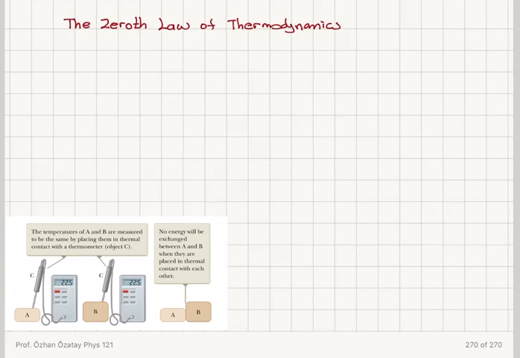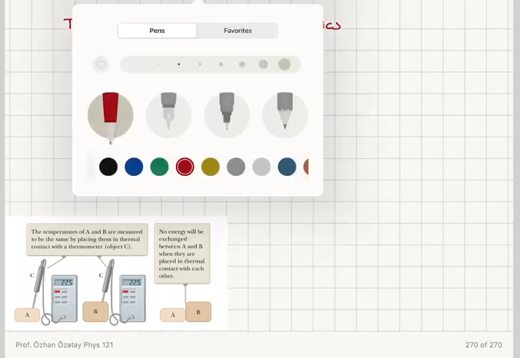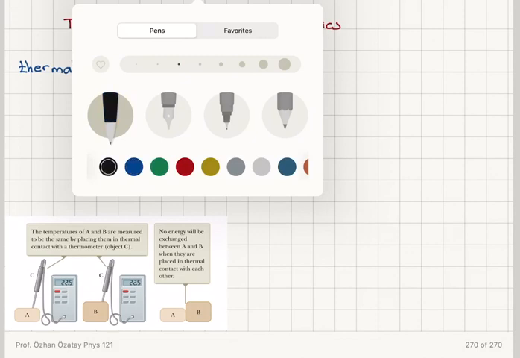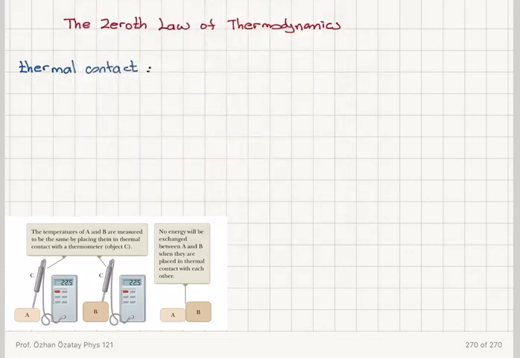We're now going to start discussing thermodynamics with a few basic concepts. First of all, we would like to define the concept of thermal contact. So what do we mean by a thermal contact?